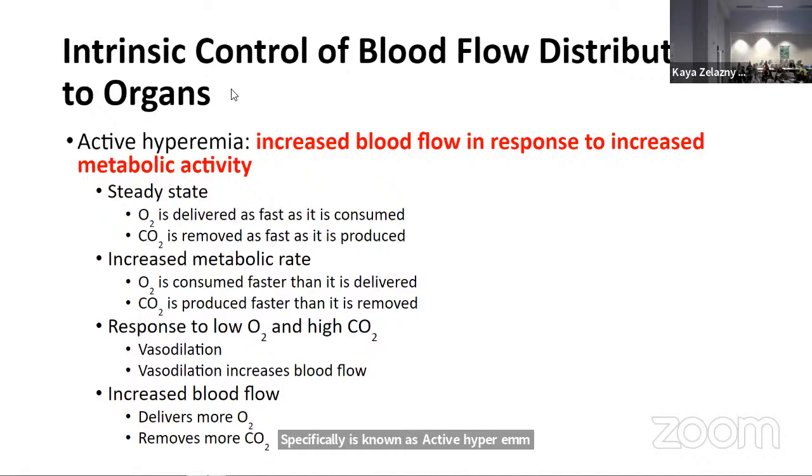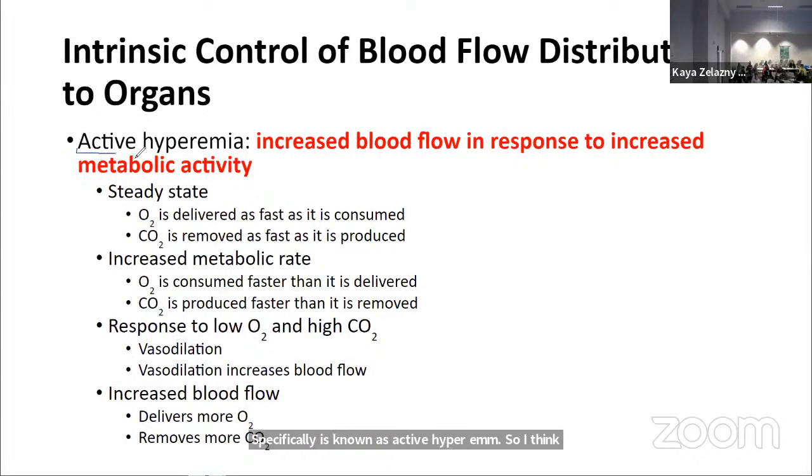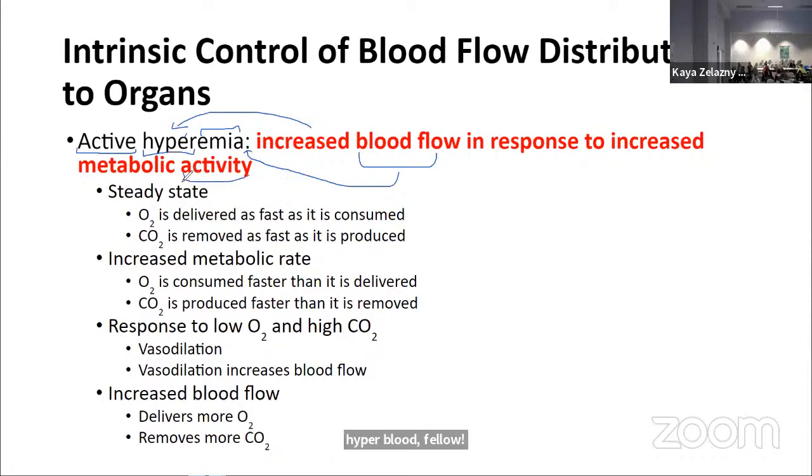So think active, because you are actually active, that tissue is active, maybe you're doing an activity. Hyper for a lot. Emia is an ending that means blood. That's why anemia is a blood related kind of condition. So hyperemia, here we've got a lot of blood. So increased, hyper, blood flow, emia, and then that metabolic activity is the active part. That's how I remember that term anyway. It tells you on the tin.